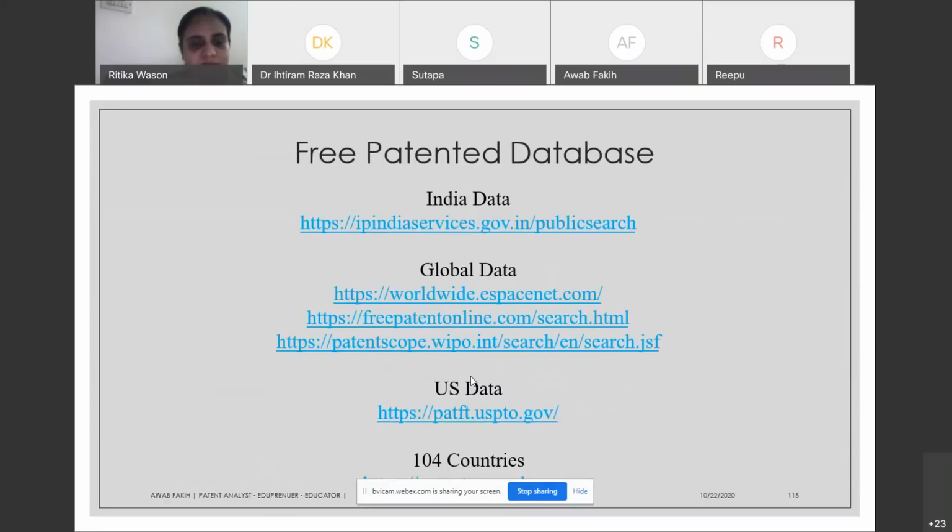So this is the prior data where you can have a look whenever you are planning to file a patent. Make sure you have a look yourself, because you will have a decent idea of what has been done and what has not been done.